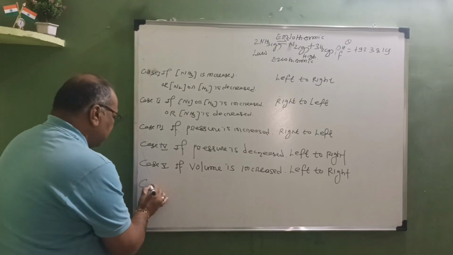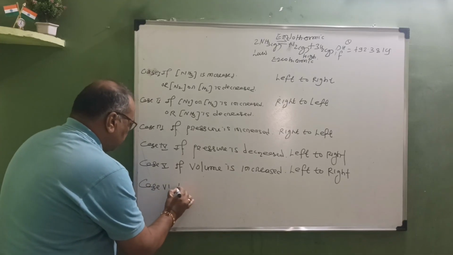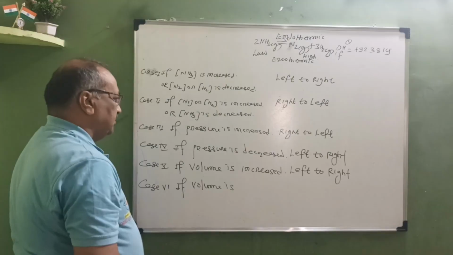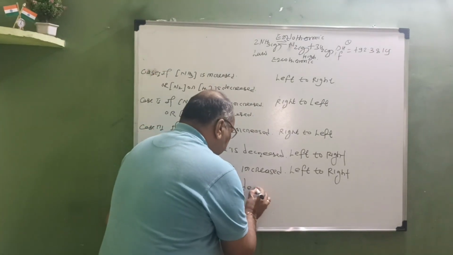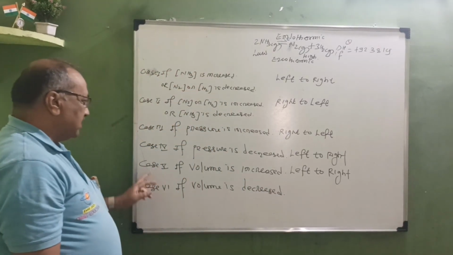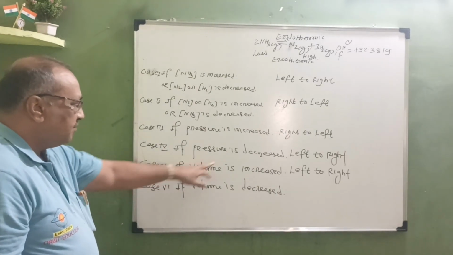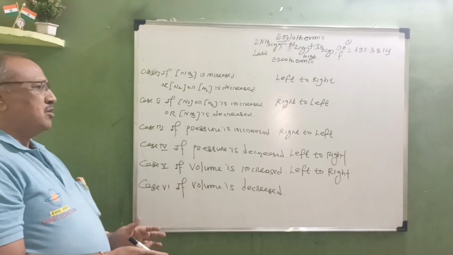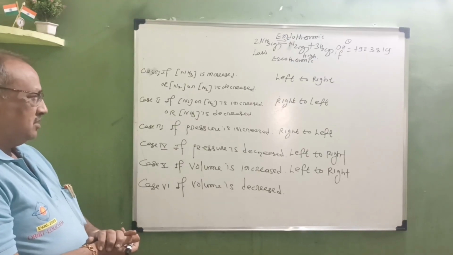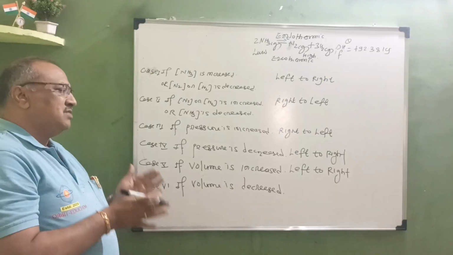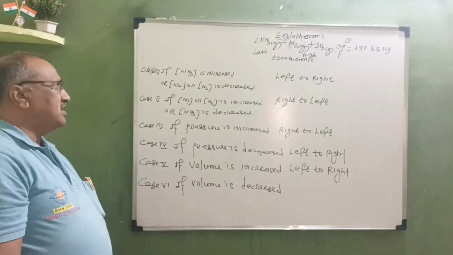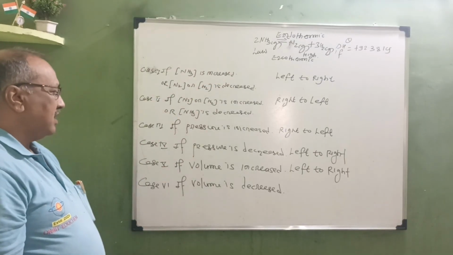Then case 6, if volume is decreased, now let us observe case 5. If volume is increased, that means number of moles of gaseous system per unit volume is decreased. That means here equilibrium of the reaction will shift in the direction in which number of moles of gaseous system goes on increasing. That means from left to right.